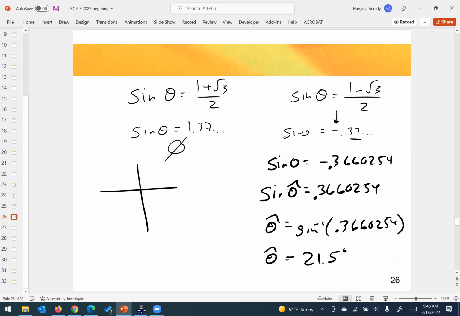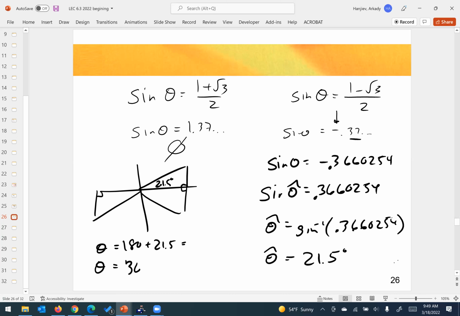So that's cool. I set it up. In fact, this is very similar to what we just had before. 21.5 is my reference angle. What we want is that one right there. So theta is 180 plus 21.5. The next theta in quadrant 4 is 360 minus 21.5. And what do we get there? I'll let you finish it off at that point.